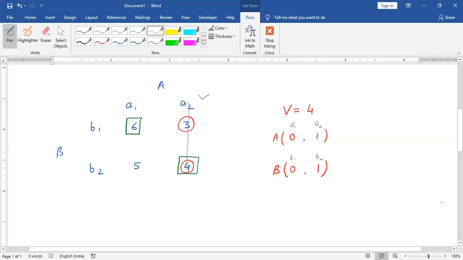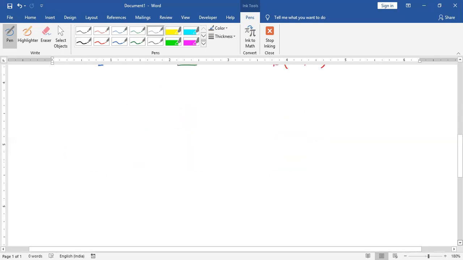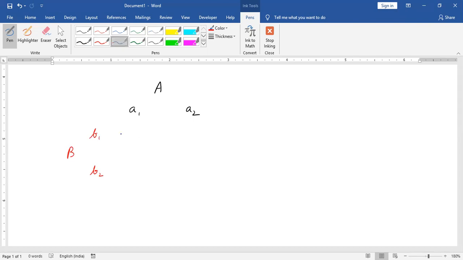Now we are going to discuss one more question. Say there are two players. Player A has A1 and A2 strategies, and the other player, player B, has B1 and B2 strategies. The values of the matrix are, say, 5, 2, 3, and 7. So now we are going to find the saddle point.